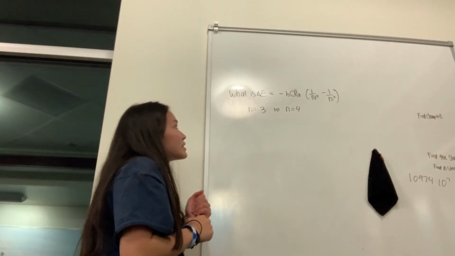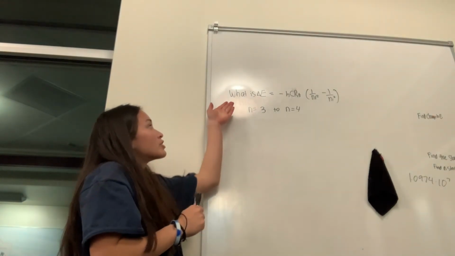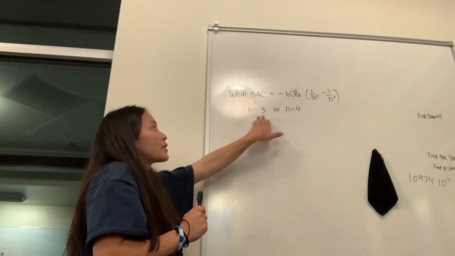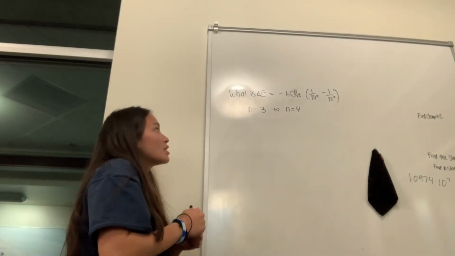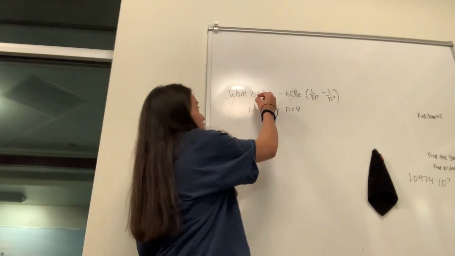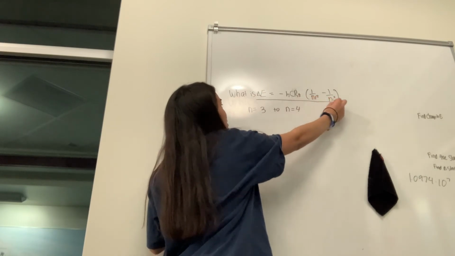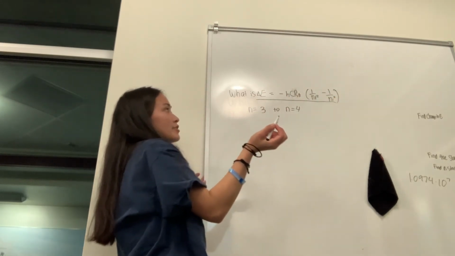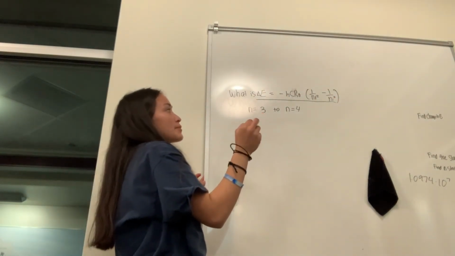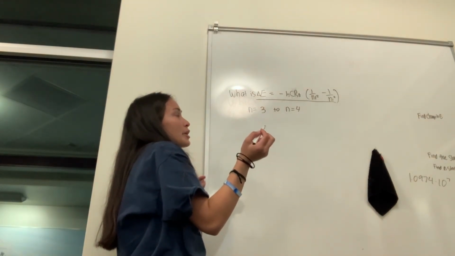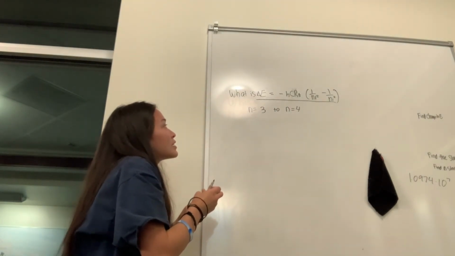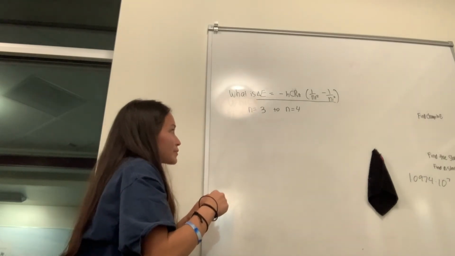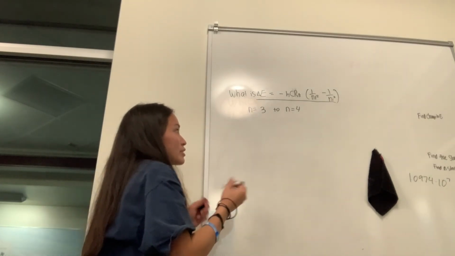So now let's see if we can solve the change in energy if we are going from n equals 3 to n equals 4. So first, here we have our equation. The change in energy is equal to negative hcR_H times 1 over n_f squared minus 1 over n_initial squared. So basically all we have to do is plug in our numbers to this equation.